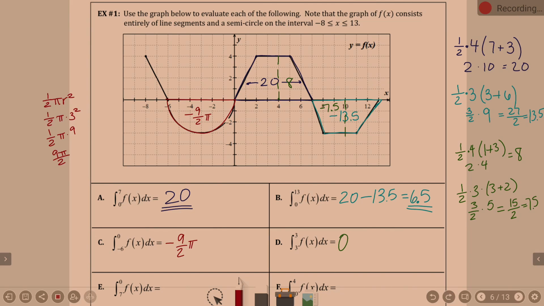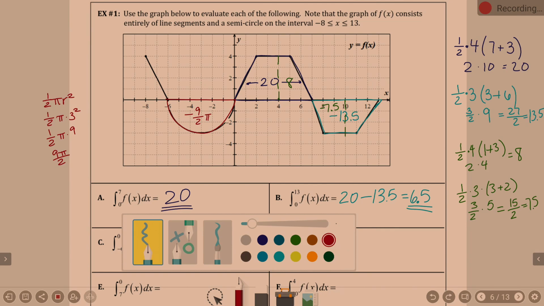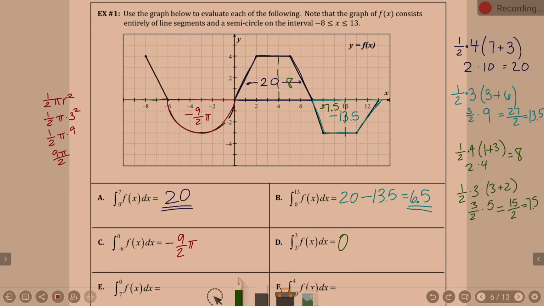So we need -8 to 13. So the key that we don't know is -8 to -6. So let's figure that out. So -8 to -6 looks like a triangle. So that triangle is going to be 1/2 base height. So that triangle is going to be 4, yes? So if we're going -8 to 13, you can do 4. And then what?